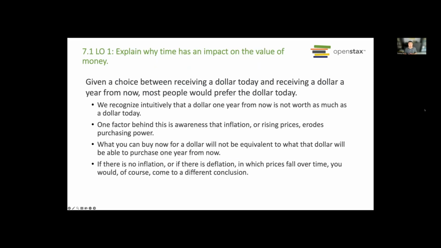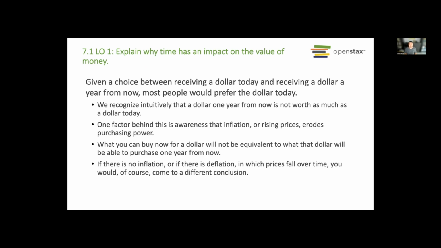So if you think about it, time value of money is a pretty straightforward idea. That is to say, given the choice between receiving a dollar today and receiving a dollar a year from today, most people will prefer the dollar today. And why is that? The reason is that a dollar 1 year from now is not worth as much as a dollar today because we can simply put the money in a bank account and get more money a year later. So it's just always a better choice.